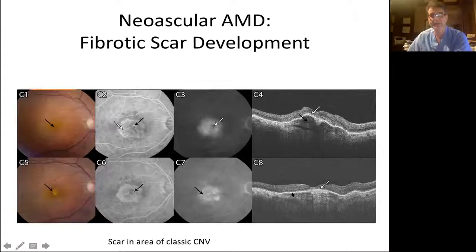Again, this pigment epithelial detachment, which is now flattened, but we see this area of scarring, again, correlating to the original area of the classic choroidal neovascular membrane. So this is an example of how classic choroidal neovascularization leads to scarring, which is bad prognostically.